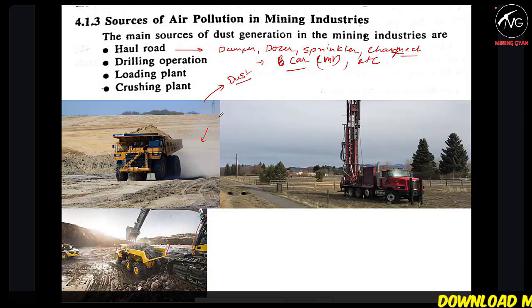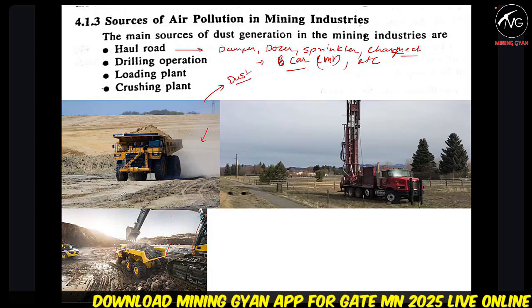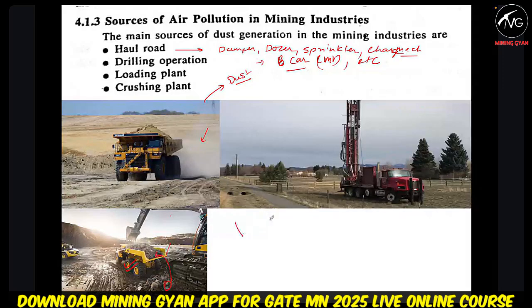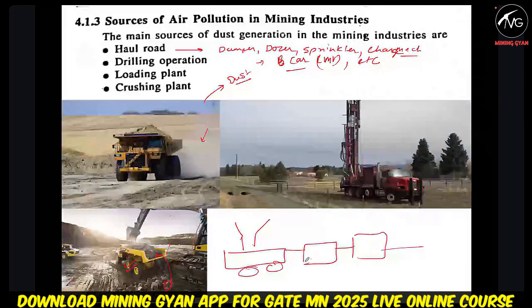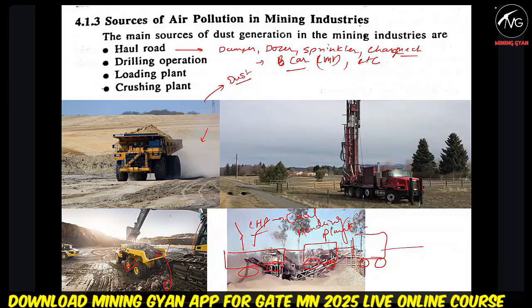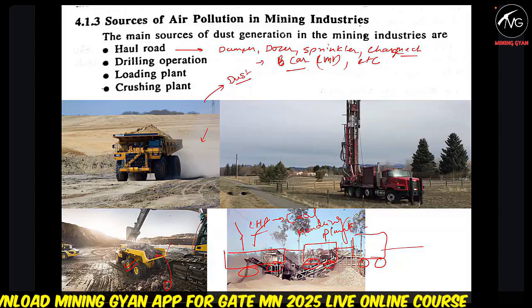Then the loading point. The loading point: first is when you fill up OB or coal in the dumper. Second is when the CHP loads your train. So CHP, coal handling plant. Okay. And fourth is the crusher. Okay.